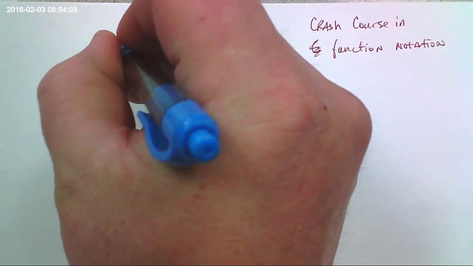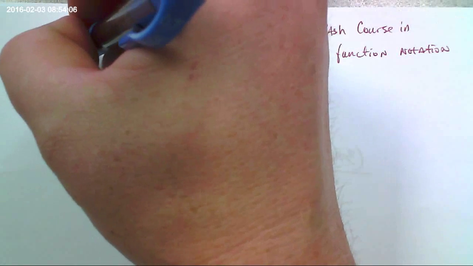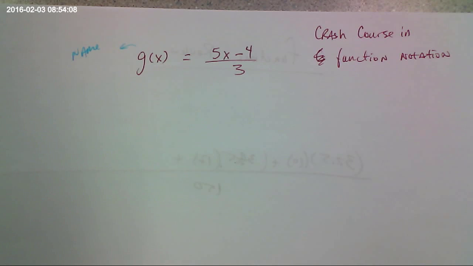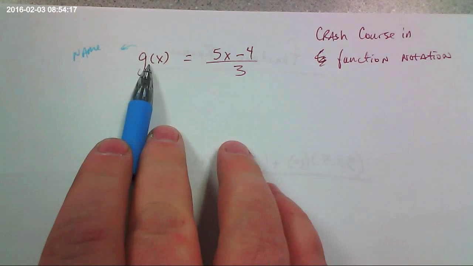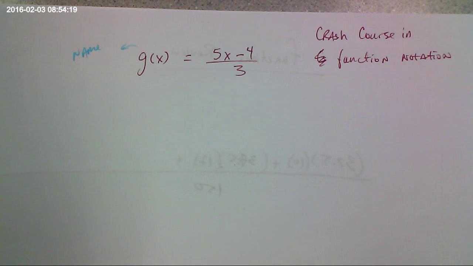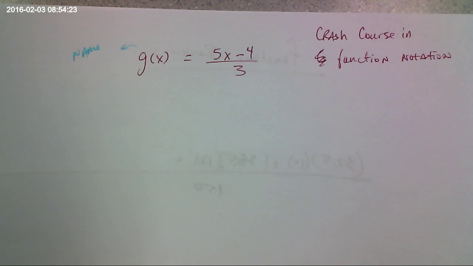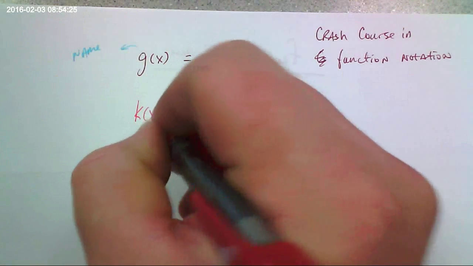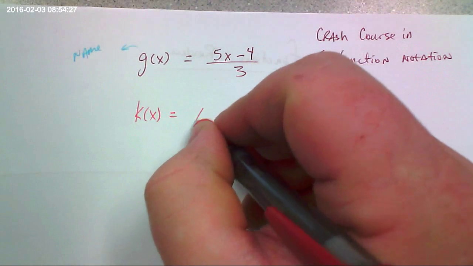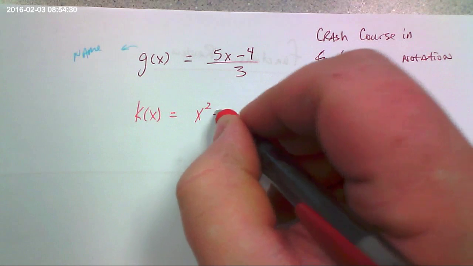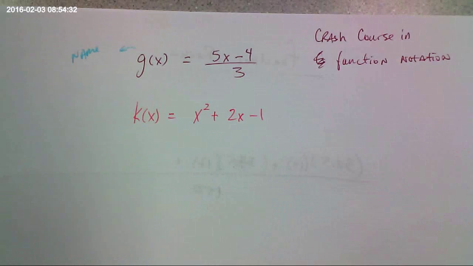This is the name. That's just the name. The name of this function is g. That's all it is. What, Karima? Oh, okay. So the name of this function is g. It could be f, it could be any letter, h. It doesn't matter. So we could have another function, k of x, and let's say that one was x squared plus 2x minus 1. So the name of this function is k.